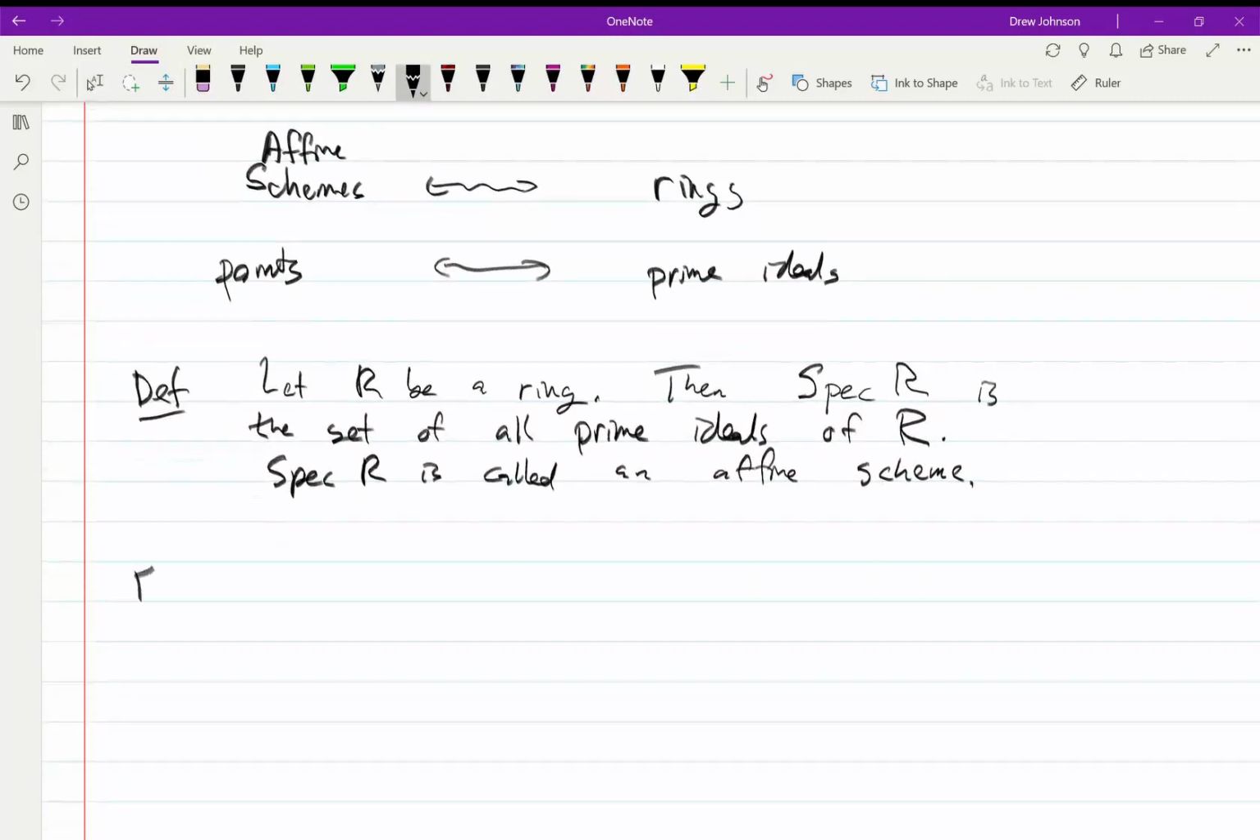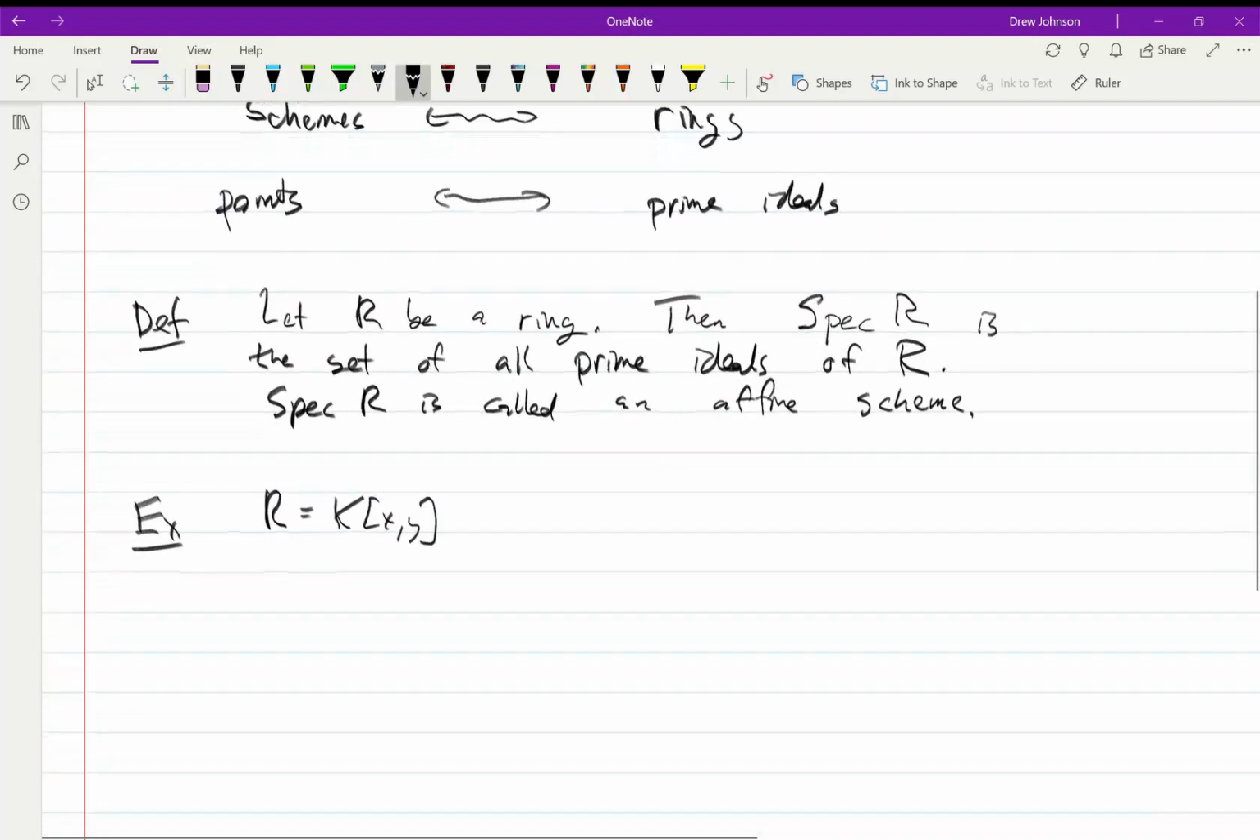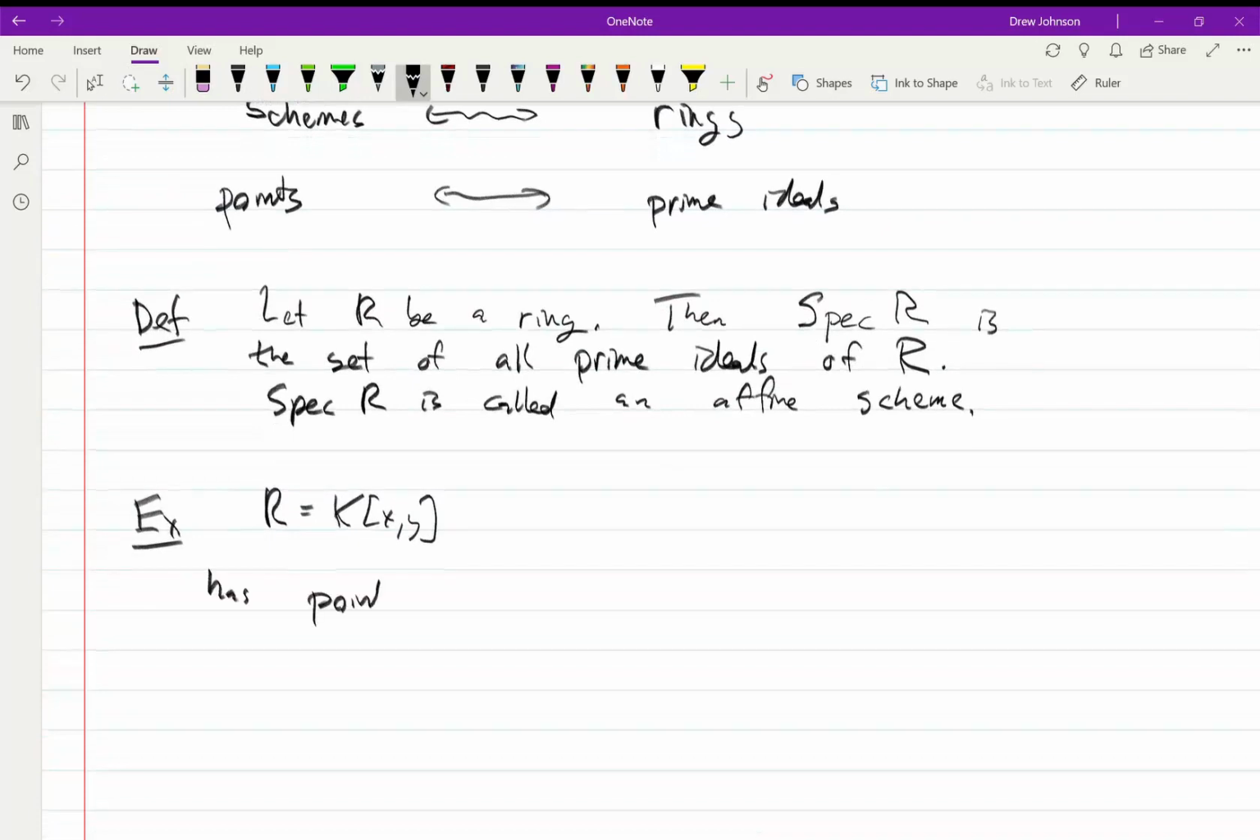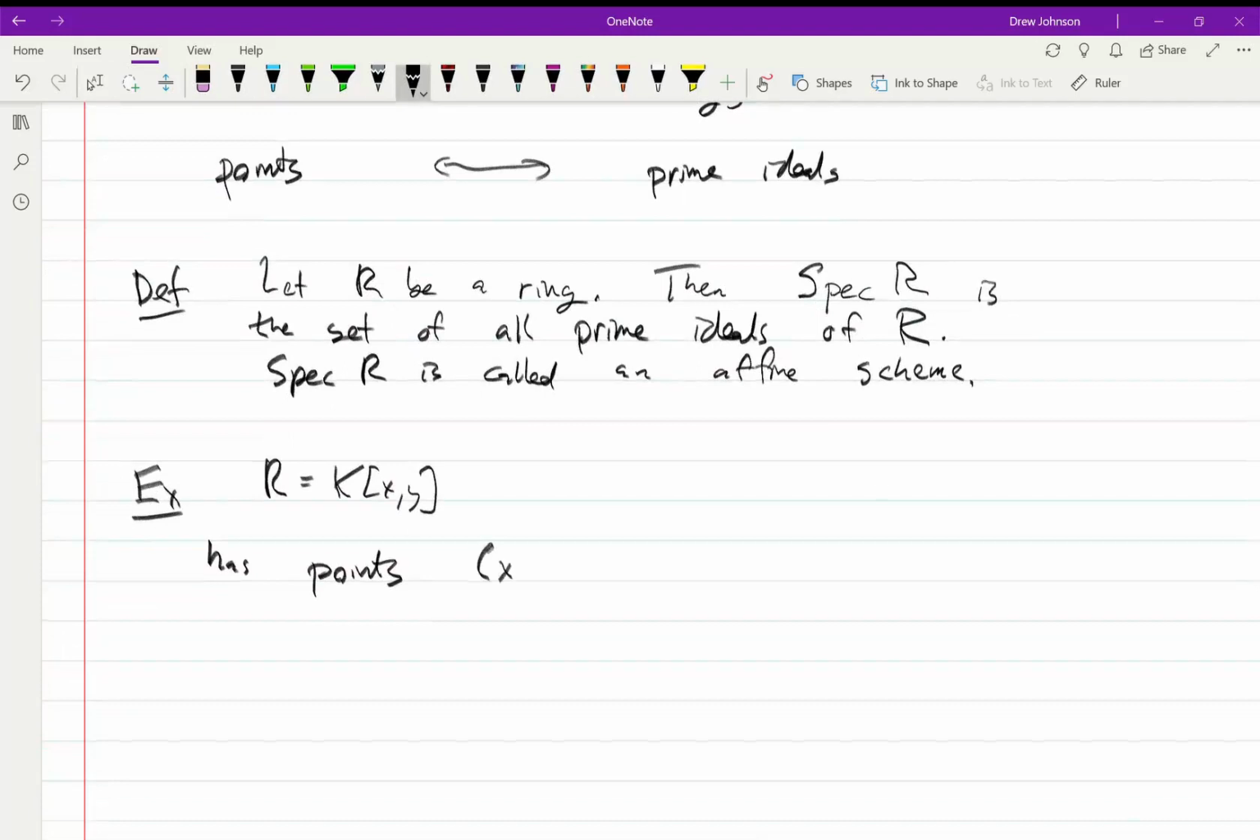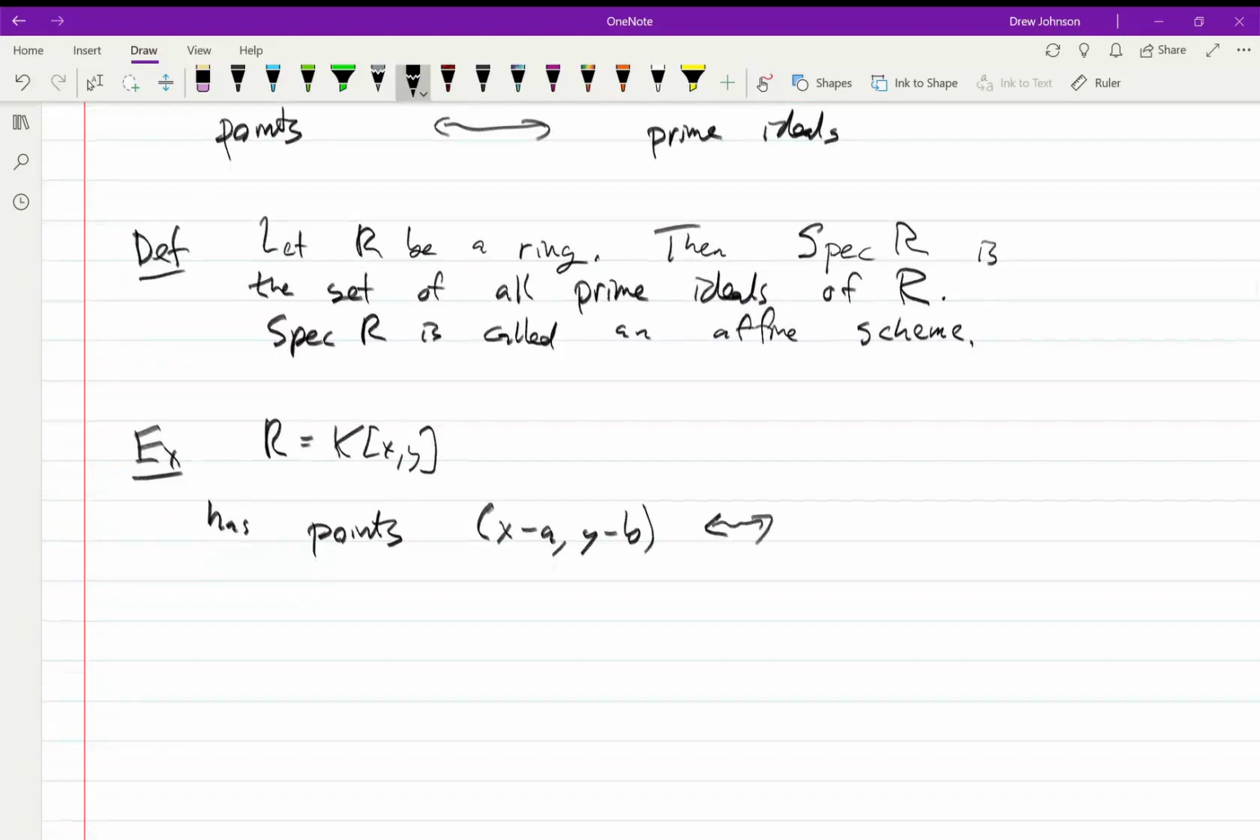All right, so let's look at some examples. So let's take an example of K[x, y], where the ring is just the polynomial ring over K. All right, this has points, let's say (x minus a, y minus b). So this is a maximal ideal in this polynomial ring, and it sort of corresponds to the point (a, b) in A2, right? Okay, so these are the maximal ideals.